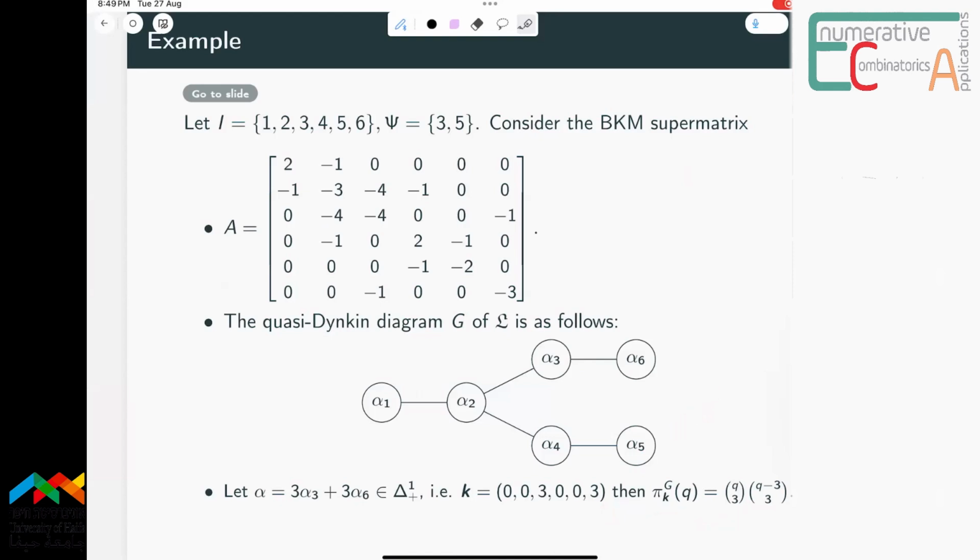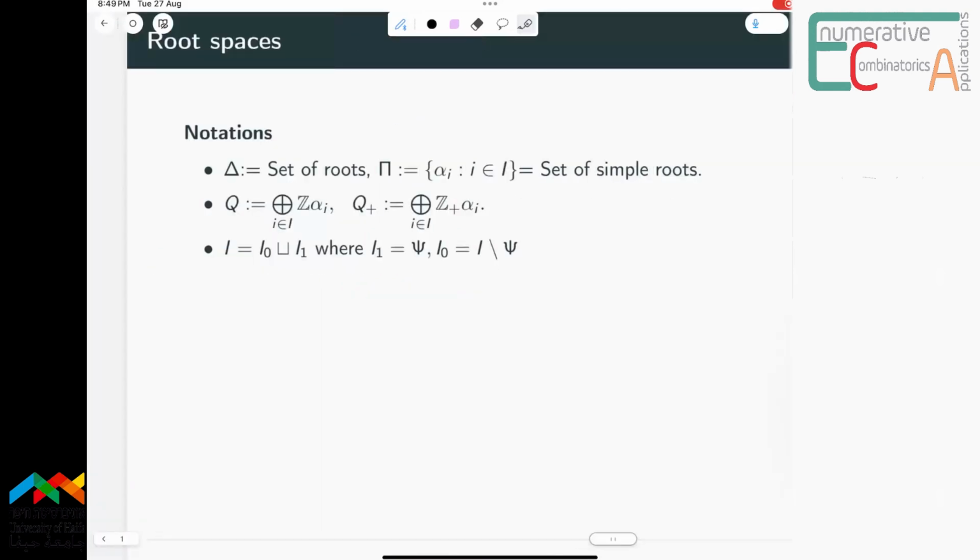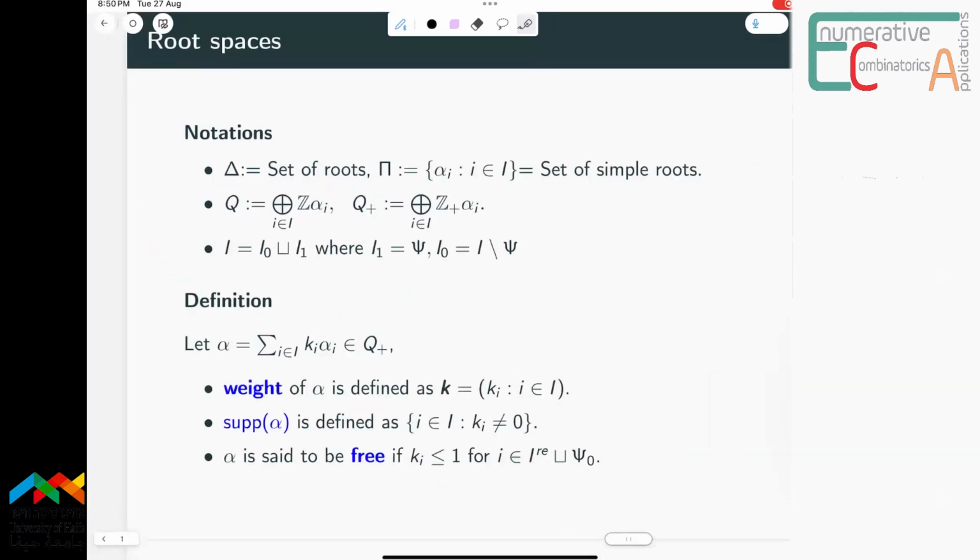Now we want to associate this with root spaces. So what are the root spaces? These are the notations. The set of roots I will denote by delta. Alpha_i for i belongs to I is the set of simple roots. Q is the root lattice. Q plus is the positive root lattice. We already know that I is a Z2 graded set, where I1 is our fixed psi from the start and I0 is I minus psi. Any element of the root lattice is of the form sum of k_i alpha_i.